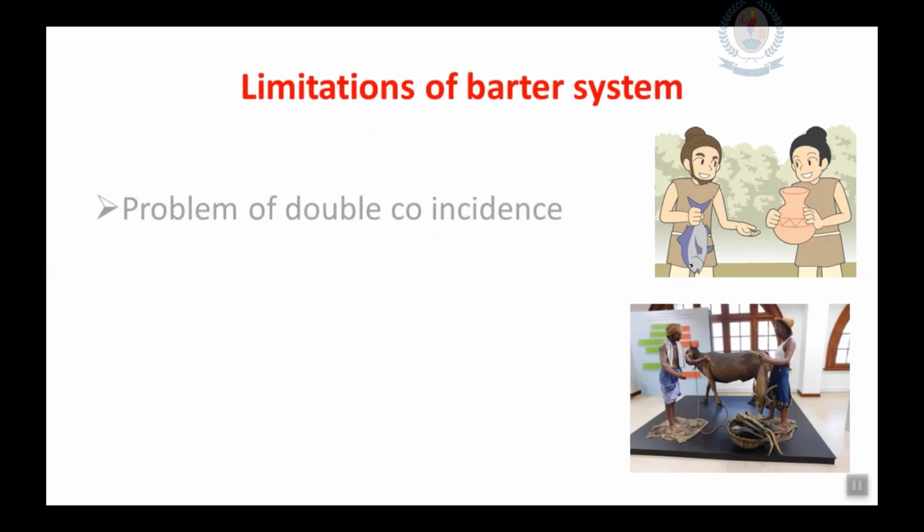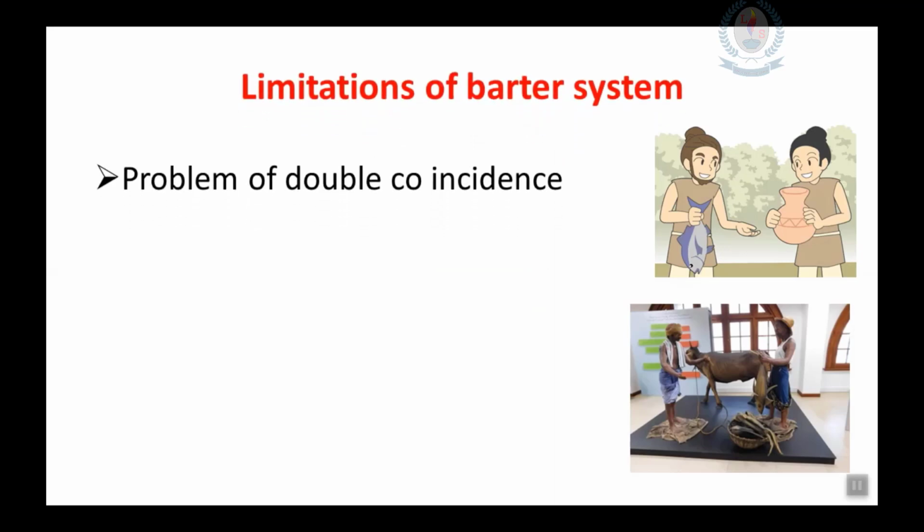Limitations of the barter system. The first one is the problem of double coincidence. In the barter system, they exchange things for another. They did not use money. According to our example, a man who wishes to exchange fish for pots must find one who desires to obtain fish and has pots to offer.